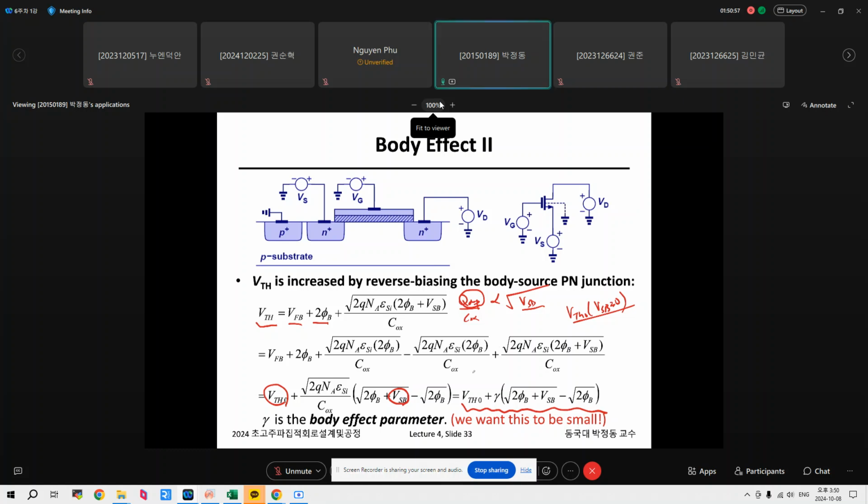Therefore, in order to reduce the body effect, we have to reduce this gamma. Gamma is this. How can we reduce this gamma? We need to increase the COX, or decrease NA, but this is a limitation considering the lecture, right? That's it.